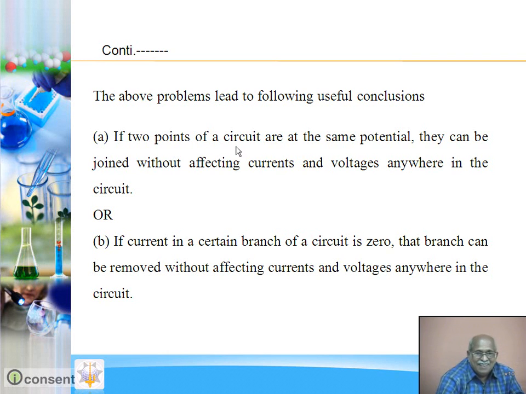Second conclusion, in fact the same conclusion put in other words. If current in a certain branch of a circuit is 0, that branch can be removed without affecting currents and voltages anywhere in the circuit.